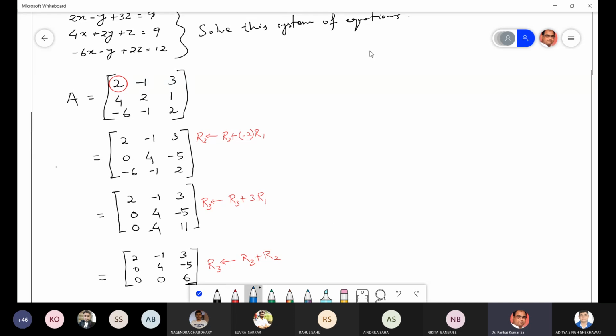Now from here, we'll go for the elementary matrix. The objective here is to write this matrix A in the form of some elementary matrices. It's something like, let us say the elementary matrix is E. So E times A gives you the upper triangular matrix U.